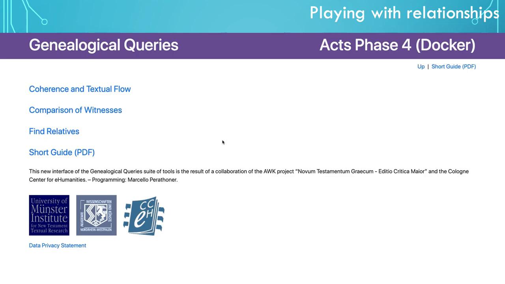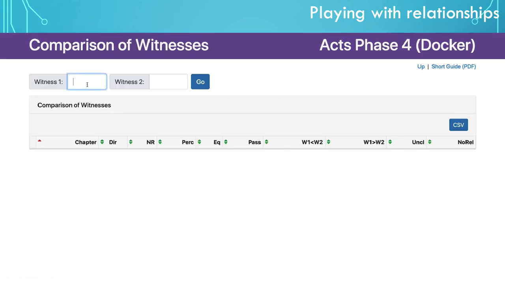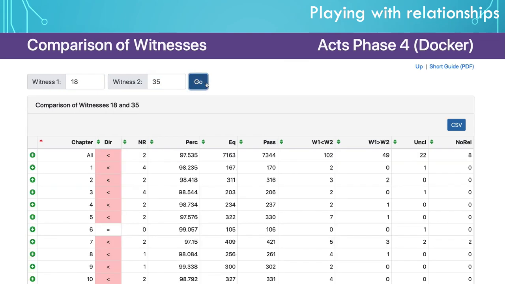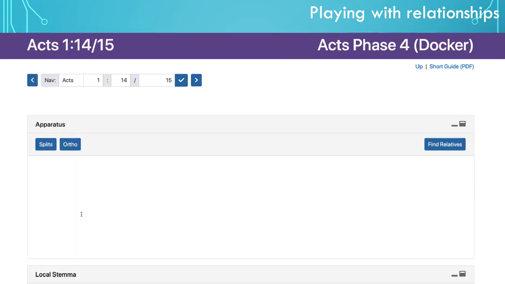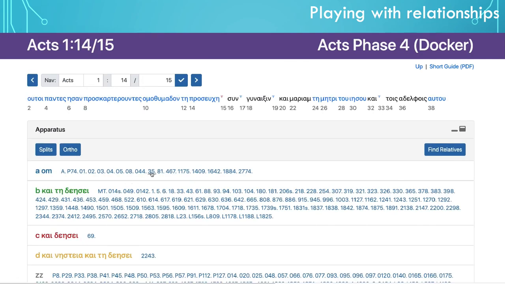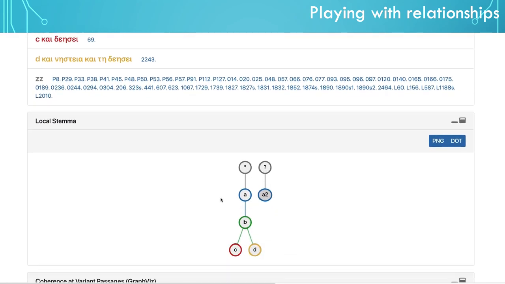One easy way to do this is to go to Comparison of Witnesses to see all variants where there is a relationship established between the two. Just type in the two witnesses you wish to see, and a list will appear with every instance where the two manuscripts have text available for comparison. Here, just click on the passage, which brings me to the local stemma, and I'll modify the stemma so the attestation with 18 is prior to the attestation with 35.